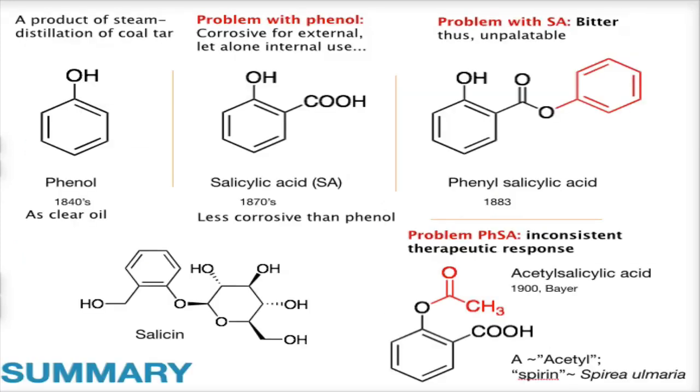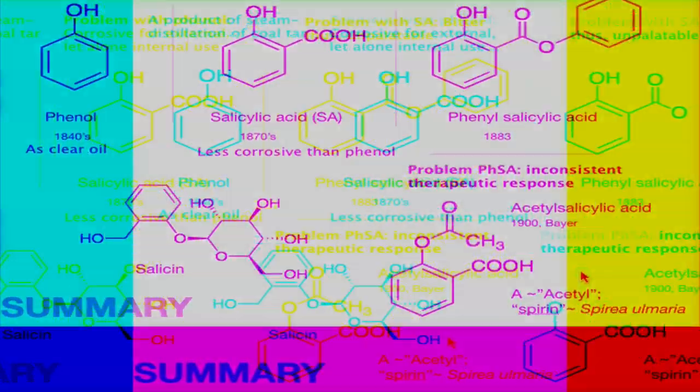So just to show you, the discovery of aspirin came about from phenol, then went on to start off with the parent salicylic acid, and then modification of the carboxylic acid gives phenyl salicylate. It was successful but therapeutically inconsistent. Then Hoffmann especially thought of modifying the OH group rather than the carboxylic acid, and that is the birth of acetylsalicylic acid.